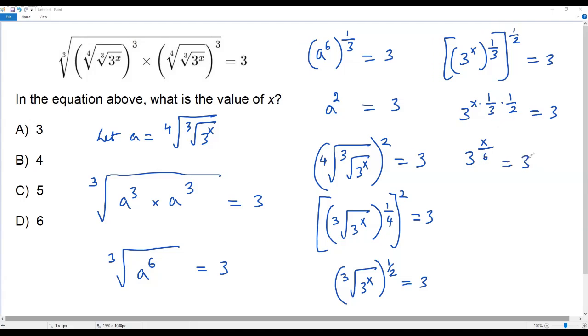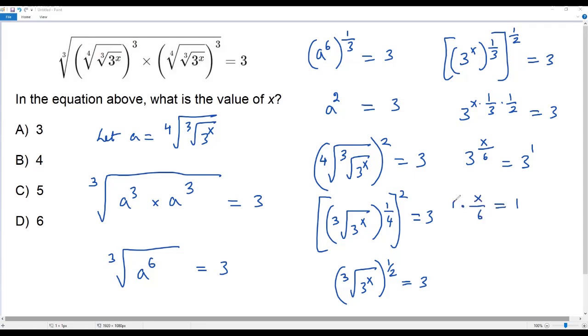On the right side we have 3, and for this 3 we don't have any exponent, so we can assume there is exponent 1. Now two terms are equal with the same base. The base on the left side is 3, and the base on the right side is also 3. Whenever two terms are equal with the same base, we can equate the exponents using the one-to-one property of exponential equations. So if I equate the exponents, I'm getting x over 6 equals 1.